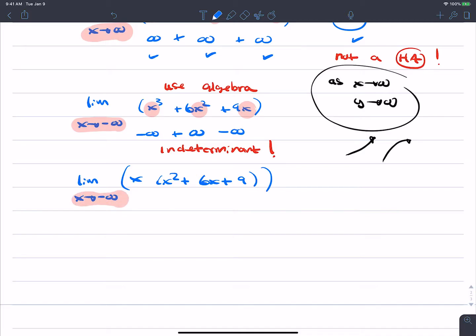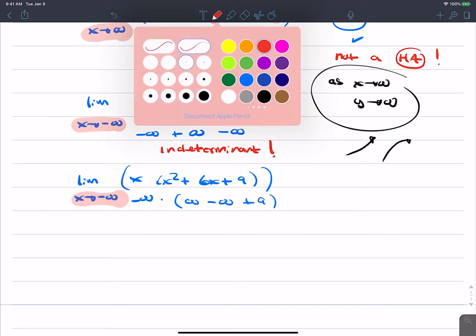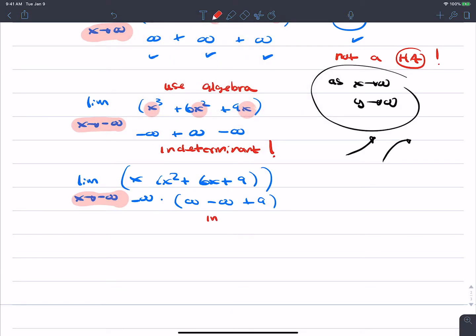Okay, what happens now with this one? I think I get negative infinity here times positive infinity. Okay, this is going to be negative infinity plus 9 here. Uh-oh, what do you think happens now? This is still indeterminate. What should we do then? So this is indeterminate here.